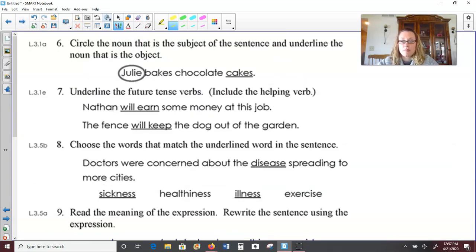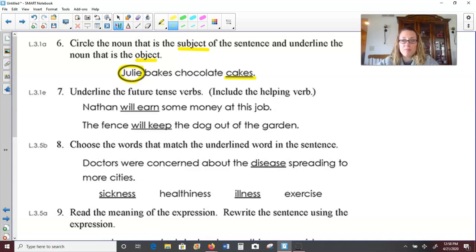Over to the next page, number 6. It says to circle the noun that is the subject of the sentence and underline the noun that is the object. Well, remember a noun is a person, a place, or a thing. Julie bakes chocolate cakes. Subject tells us who our sentence is about. So who is this about? Well, it's about Julie. So Julie would be our subject noun. And bakes is a verb. Chocolate is an adjective describing the cakes. So our object noun would be cakes because it comes in the predicate part of our sentence and cakes are a thing.